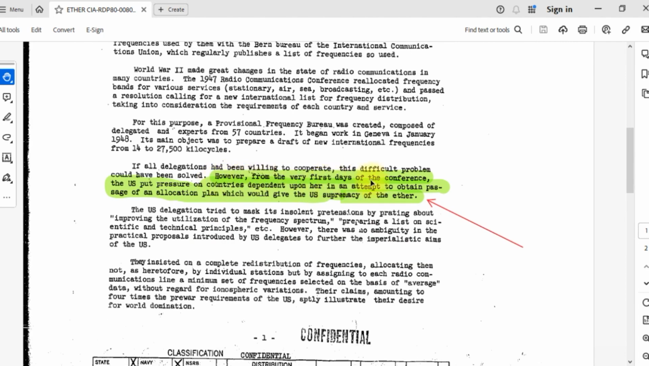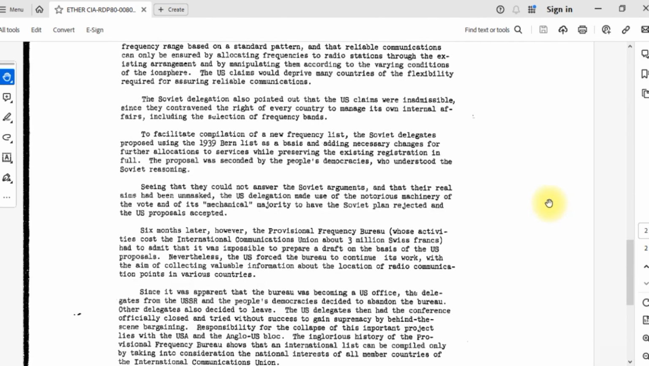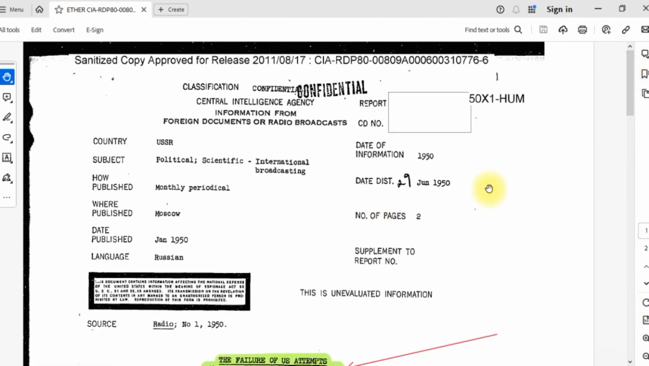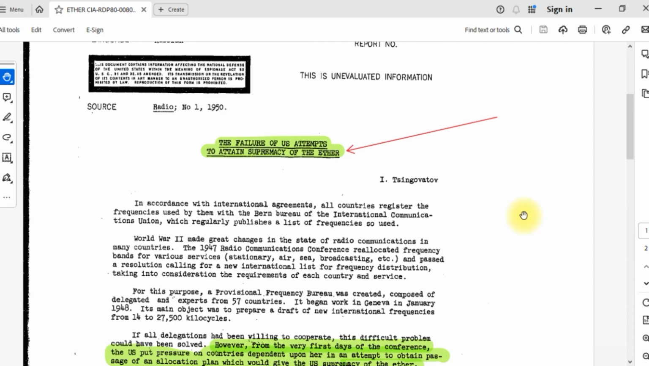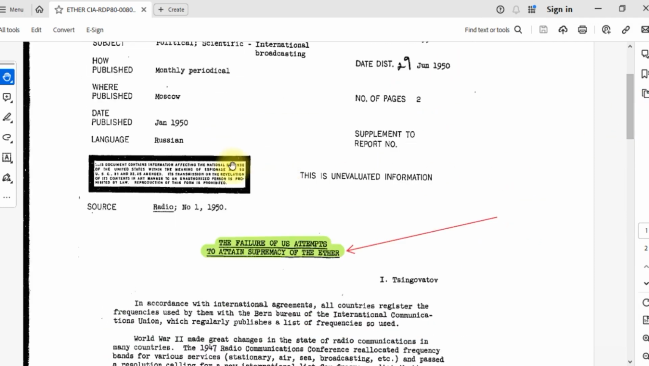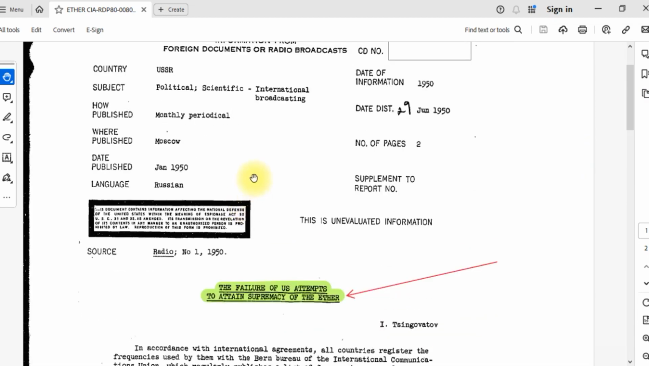However, from the very first days of the conference, the U.S. put pressure on countries dependent upon her in an attempt to obtain passage of an allocation plan which would give the U.S. supremacy of the Aether. So, the U.S. wanted to rule the Aether above, where the stars are located. But we know the Bible says the powers of the air rule. It's more than the U.S. could handle. Very interesting stuff, guys. A couple of documents here supporting a flat, non-rotating Earth.